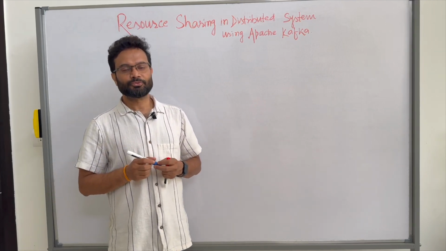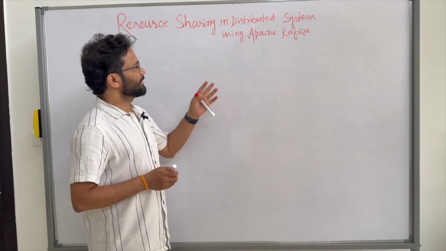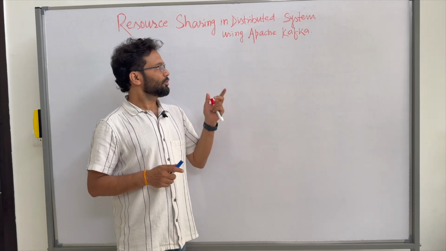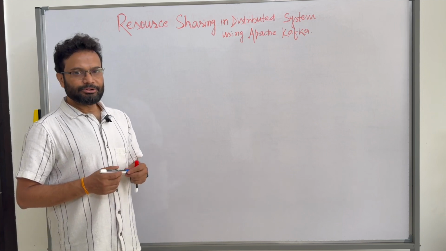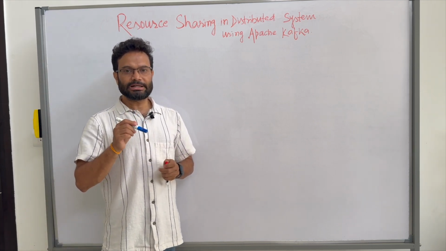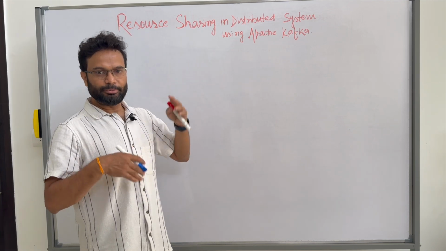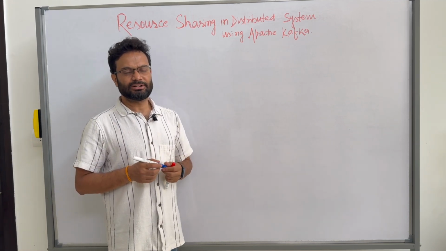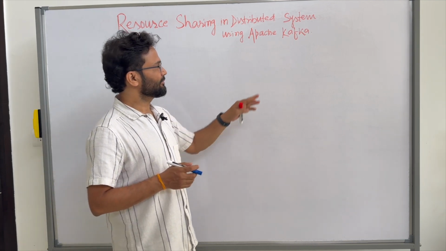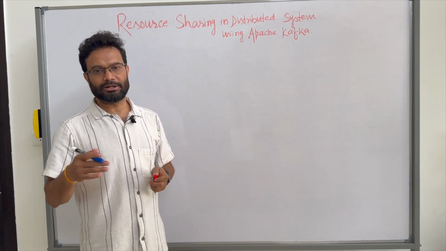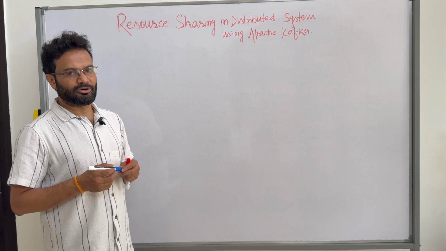So in this video, we are going to discuss how to do resource sharing in a distributed environment with the help of Kafka. I will divide this video into three parts. In the first section, I will explain the problem statement for better understanding and discuss it. In the second part, I will explain a little bit of the basic idea about Kafka: topic, partition, consumer group. And in the third part, we are going to solve this problem.